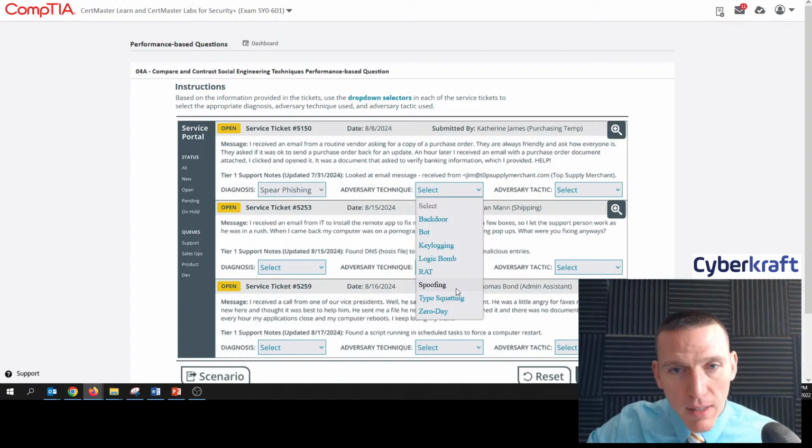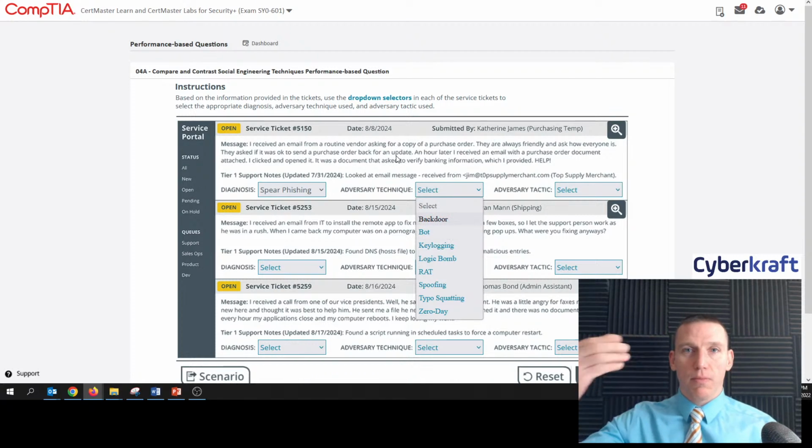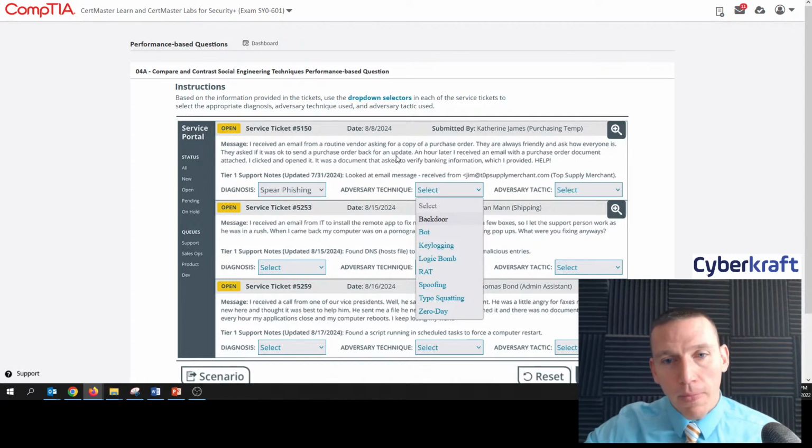Spoofing could be an indicator here. Spoofing is when you claim to be somebody else, and the attacker is posing as a routine vendor. We also have tier 1 support notes here. We should read this. Tier 1 support notes: looked at email message received from Jim at topsupplymerchant.com. Top Supply Merchant. So he says that this is from Top Supply Merchant.